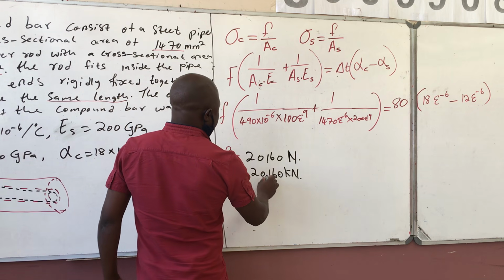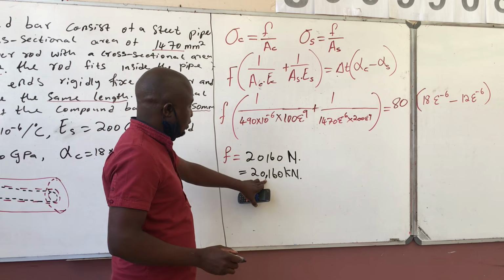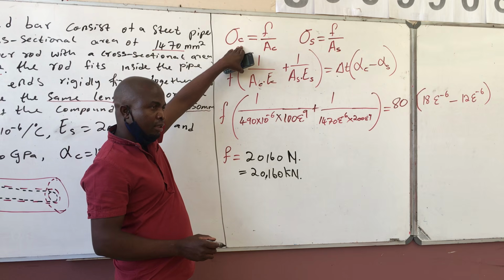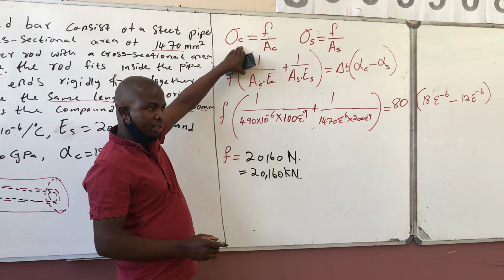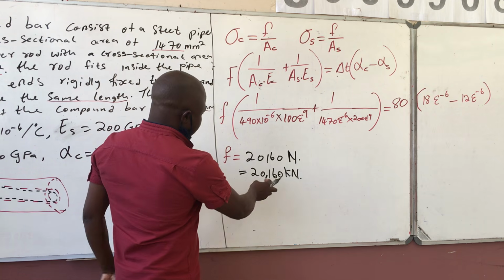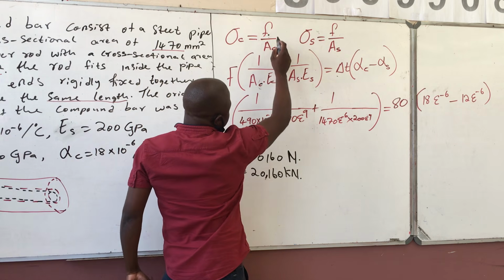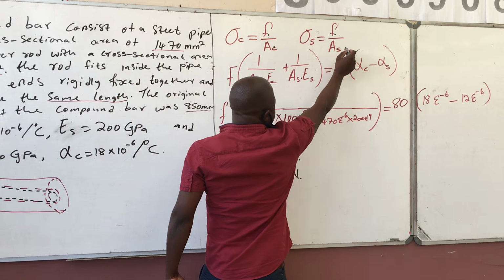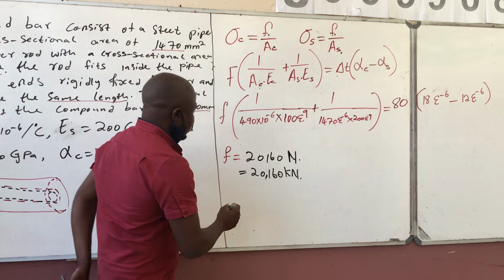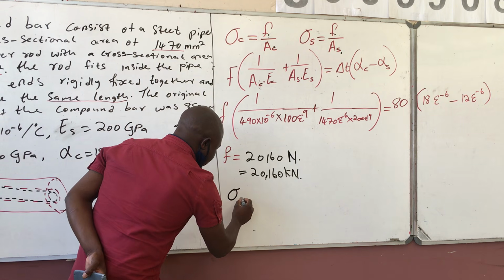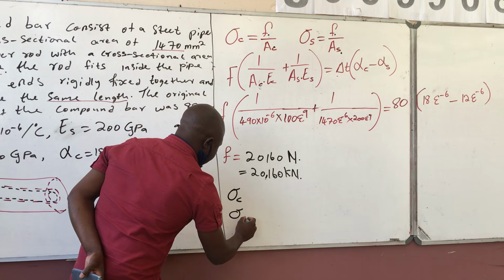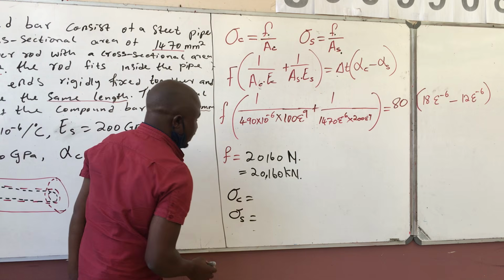So remember, we were not required to calculate a force. We were required to calculate a stress. So we need to calculate a stress. Therefore, you take this one, you substitute there, even the area. You also take this one, you substitute here, even the area for that one. And then you tell me the stress for copper and the stress for steel. You must also tell me the nature.